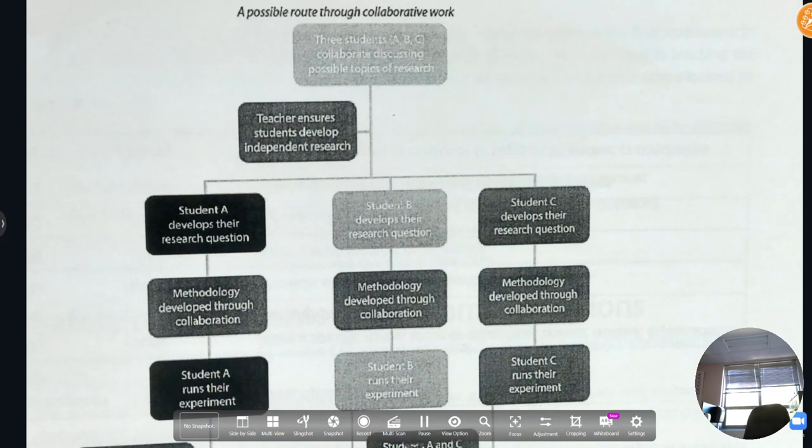Student A runs their experiment, student B runs their experiment, student C runs their experiment. If you can do it all in one go, bangarang. But maybe you would use the same general setup, but the difference in your variables would mean you would have to collect your data on 2 different days, independently.